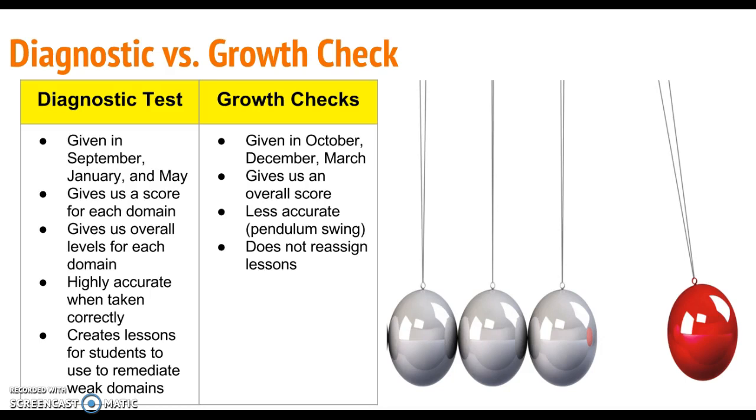The growth checks do not reassign the lessons, which means when you take the diagnostic test in September, those are going to be the lessons that you are assigned until January. When you take the diagnostic test again in January, it's going to assign you lessons that you will be completing all the way until May. So it is very important for you to take this test and really show what you know. Because if not, you're going to be working on lessons until May that are not helping you with what you need help with. So they're just going to be a big fat waste of your time.